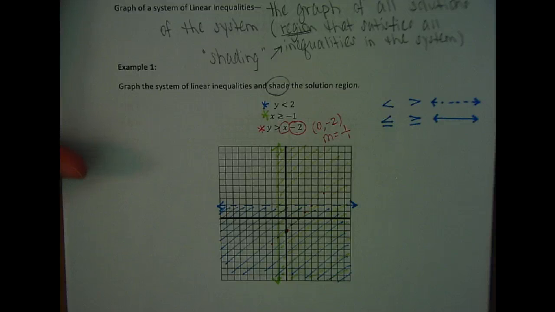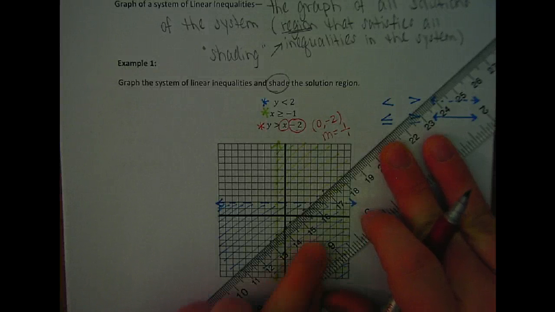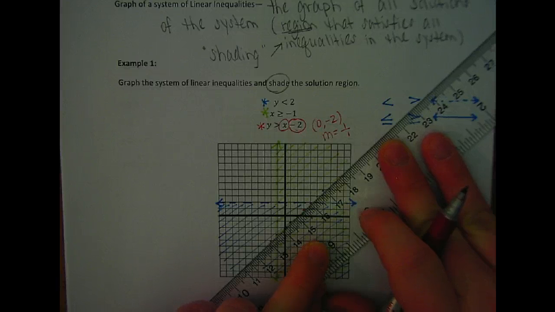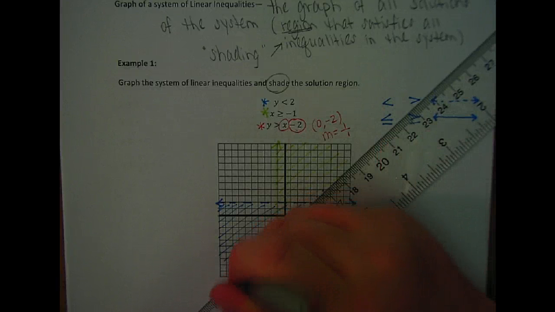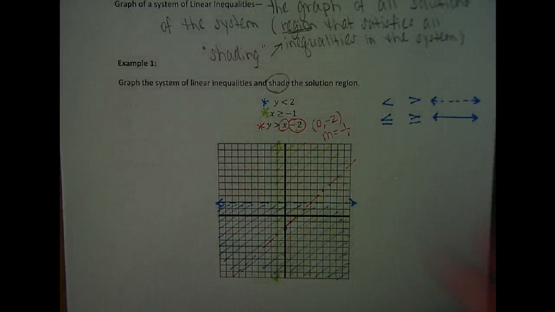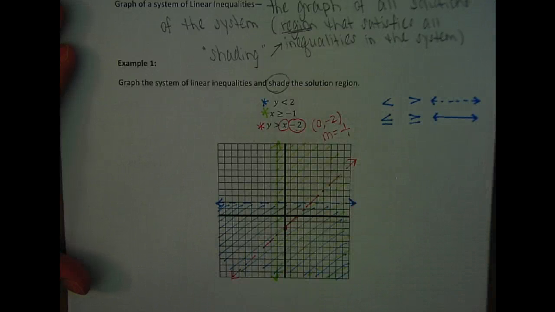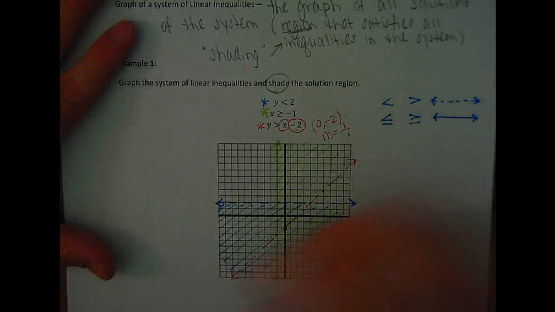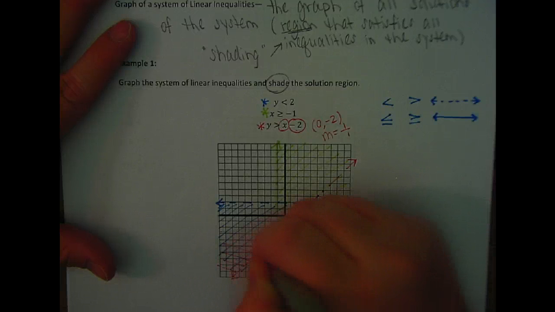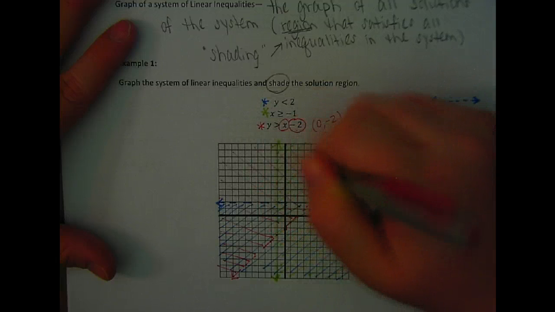And it's greater than, so it's not equal to. So I'm going to represent this one with a dotted line. And that looks something like this. When y is greater than, that's going to be everything above the line. I think my red marker is going out.